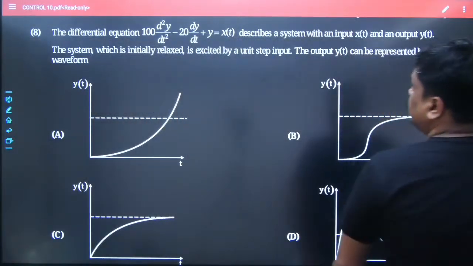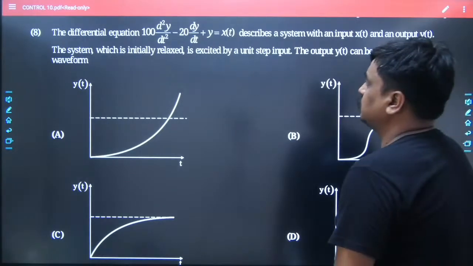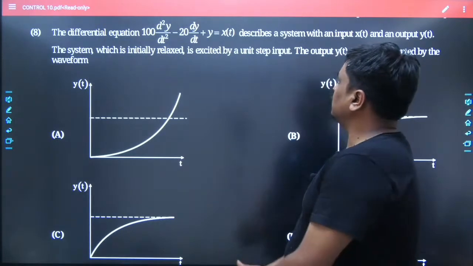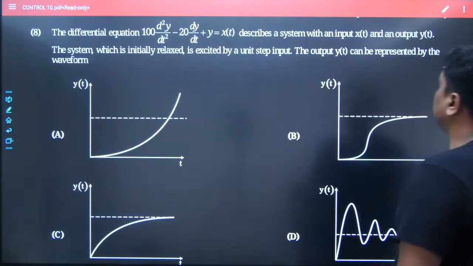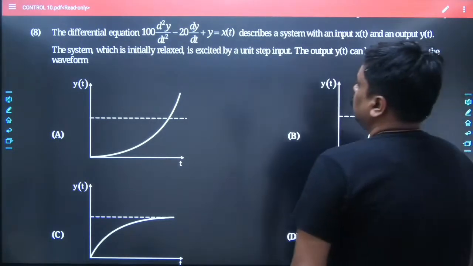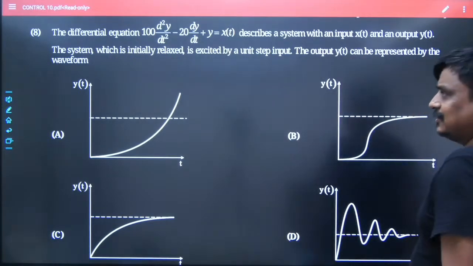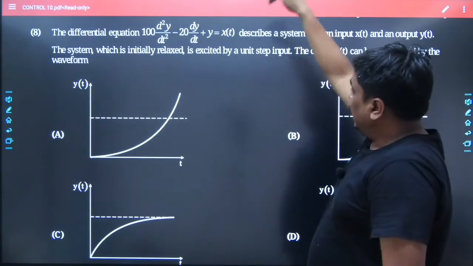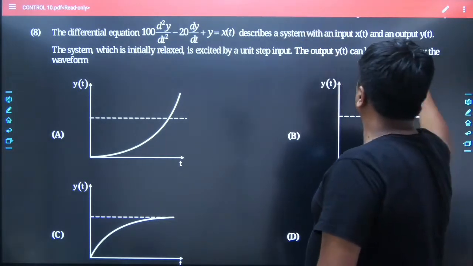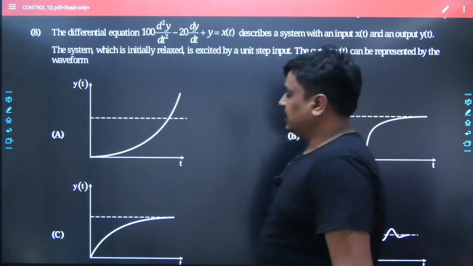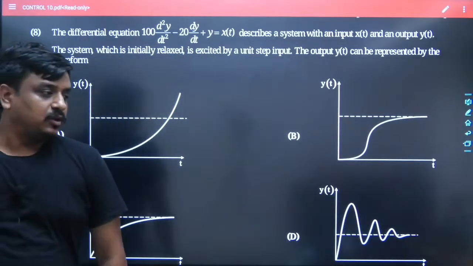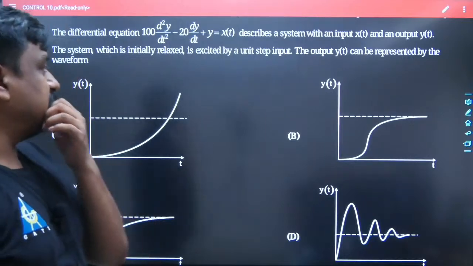The problem states the differential equation 100 times d square y by dt square minus 20 times dy by dt plus y is equal to x of t, which describes the system with the input x of t and the output y of t. The system, which is initially relaxed, with the initial condition dropped, is excited by the unit step. The input x of t is u of t. The output y of t can be represented by the following waveform. Tell me what would be the best most answer.